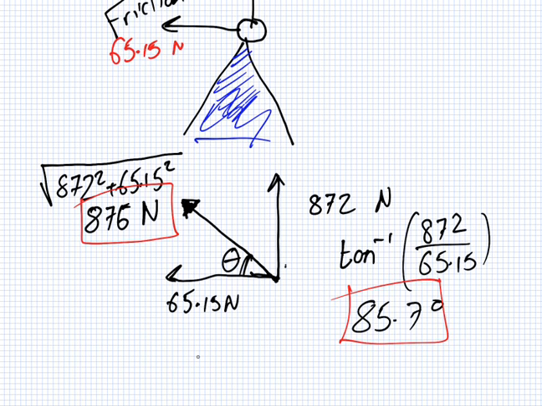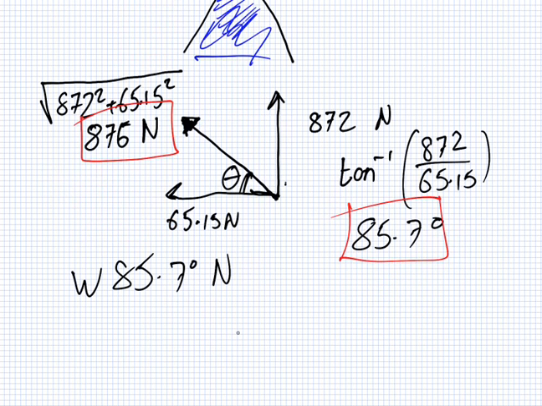The beam shows the west and north. What's this in the angle? If you want, you would say this is west 85.7 degrees north. Or I think another way of saying it, Ugo, is 85.7 degrees north of west.